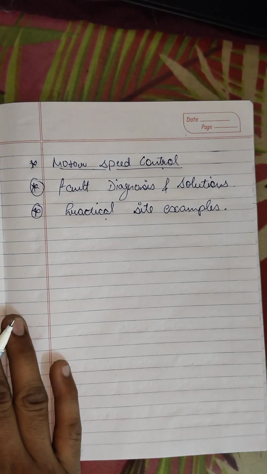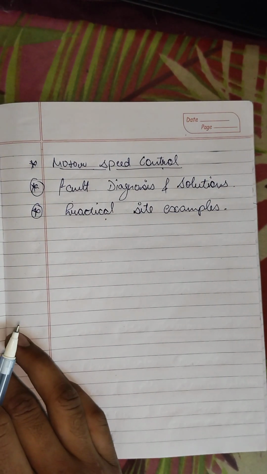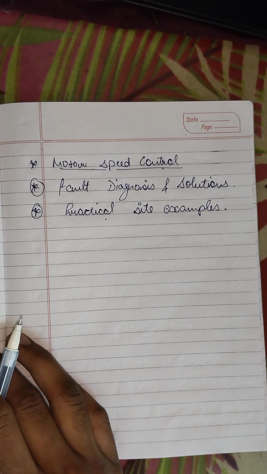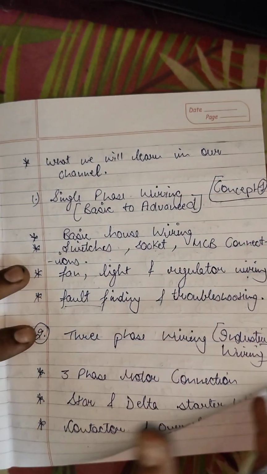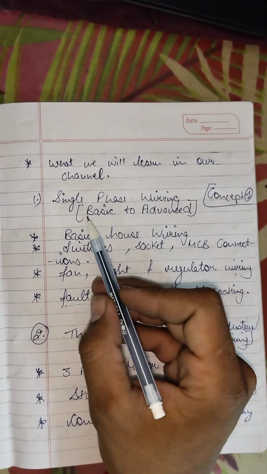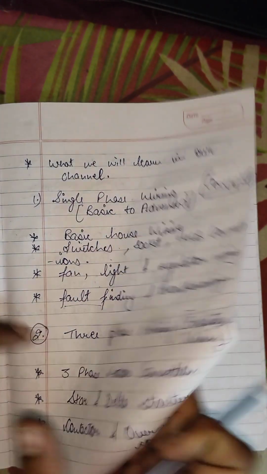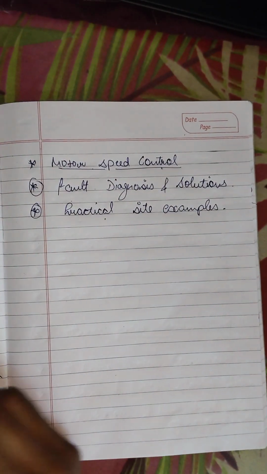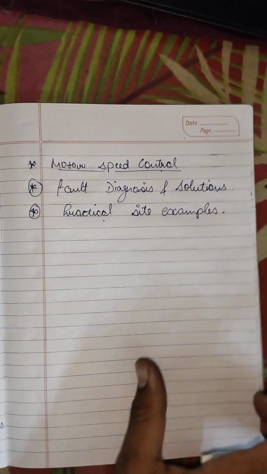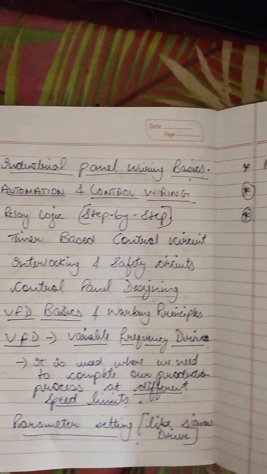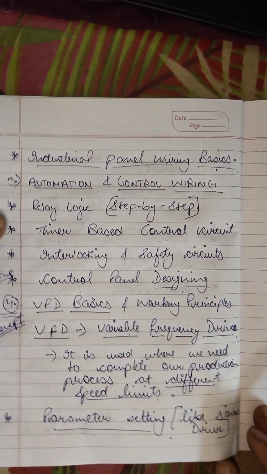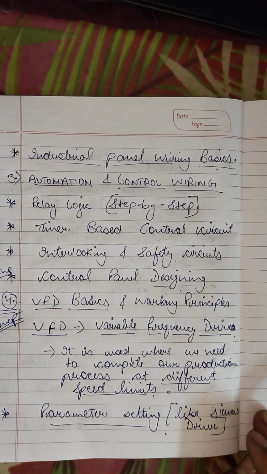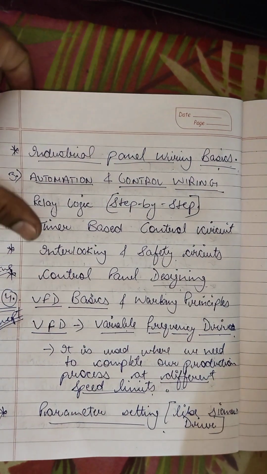There are four major concepts and there are several other concepts we will cover later. First and foremost we will start with these basics. Number one, single phase wiring. Second, three phase wiring. Third, automation and control wiring. Number four, VFD basics and working principles.